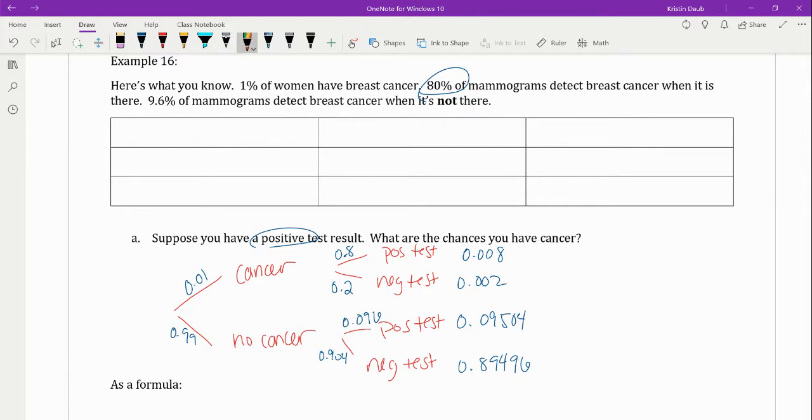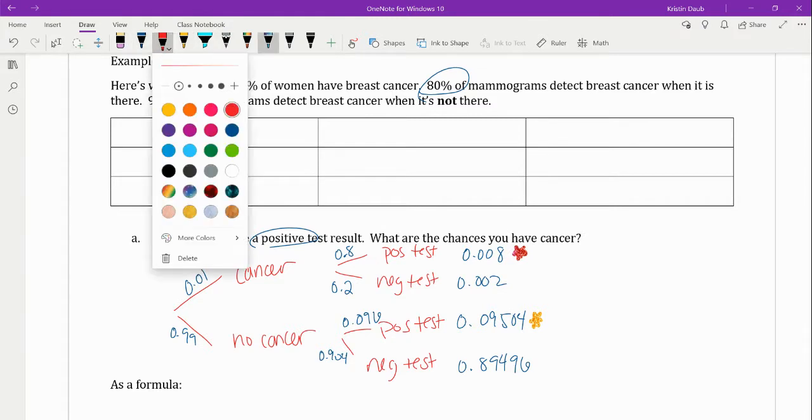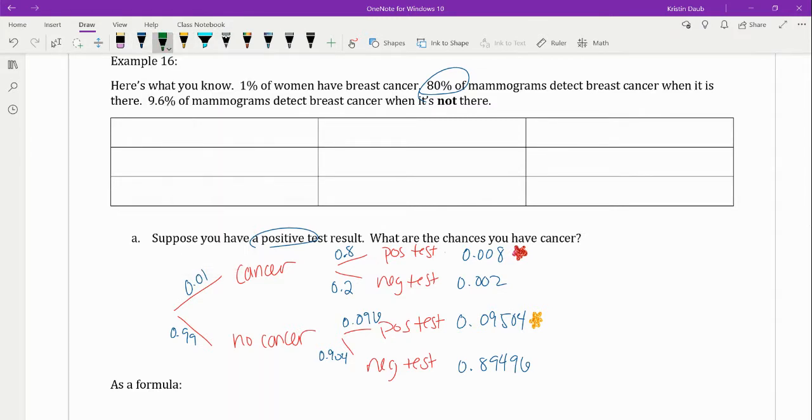So what I'm going to do is decide which of these end results are considered a success. And in this case, a success is having a positive test result. So both of these two events here are where we get a positive test result. Now, before we get any further, let's go ahead and mark which of these results are where the test is doing its job versus where the test is not doing its job. So for example, if you have cancer and you get a positive test, that's good news. Well, it's not good news, but that means the test is doing its job.